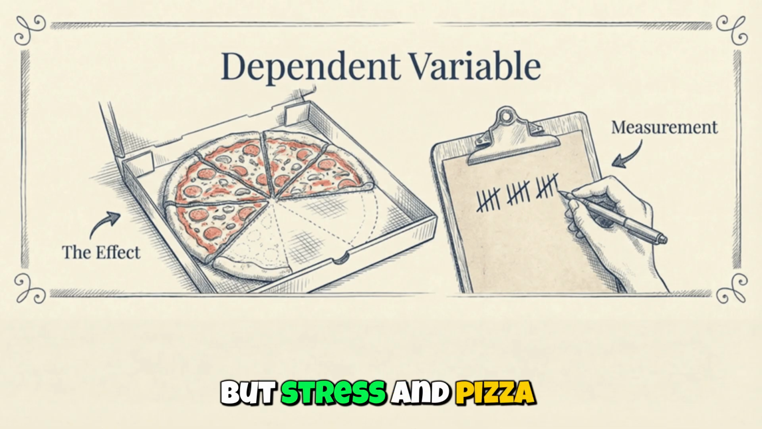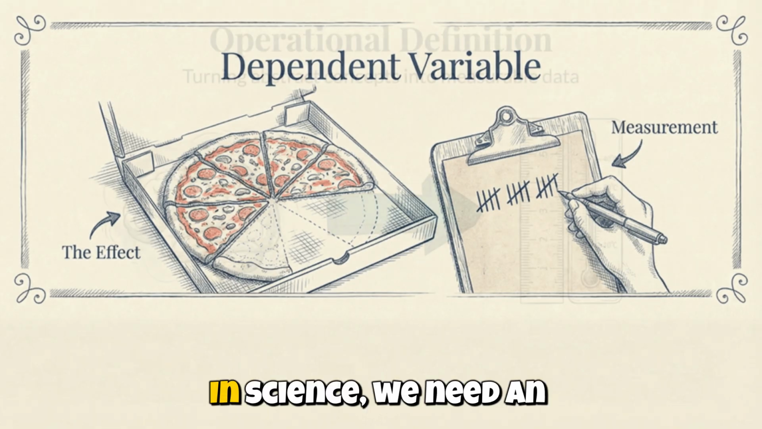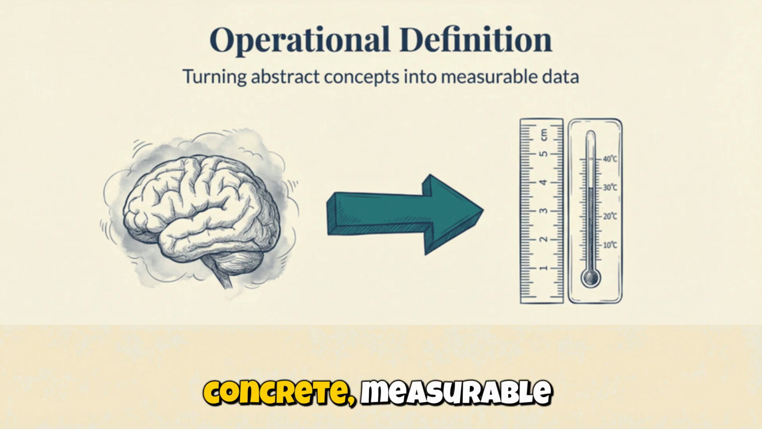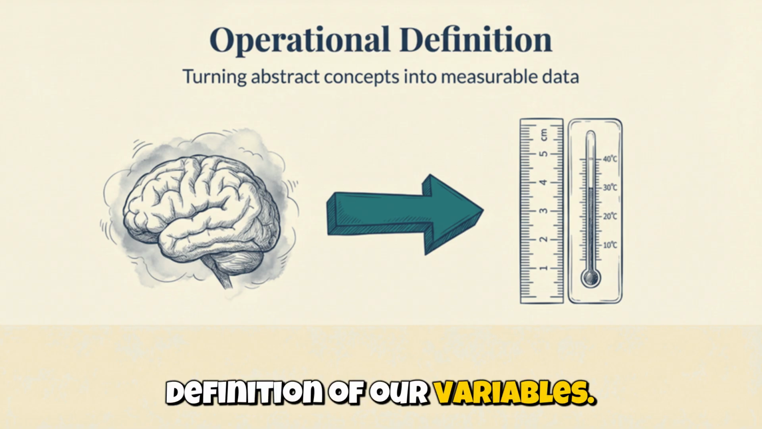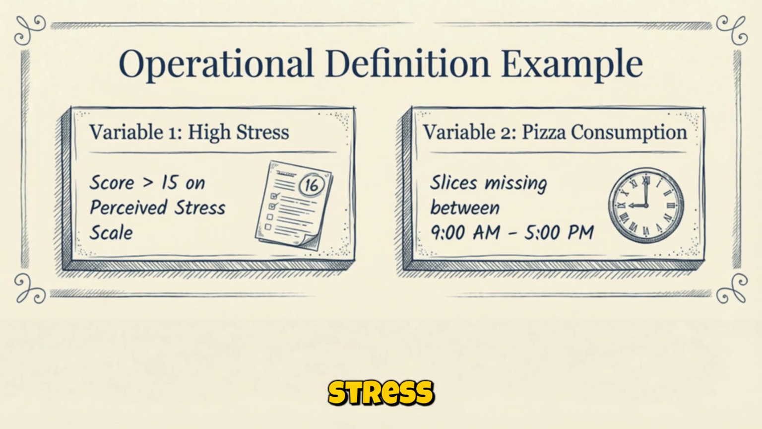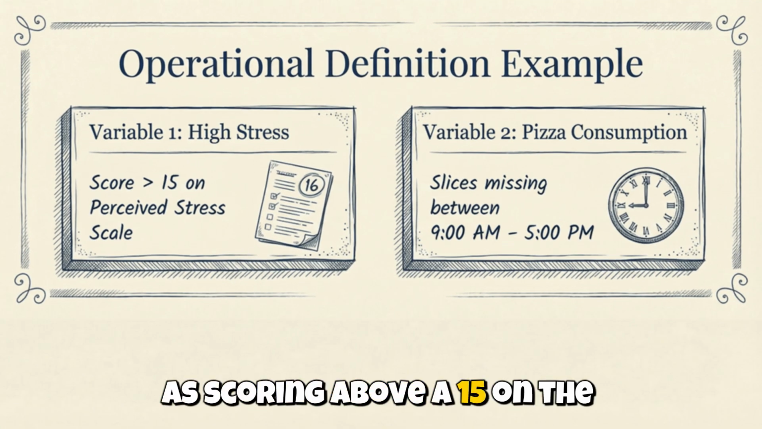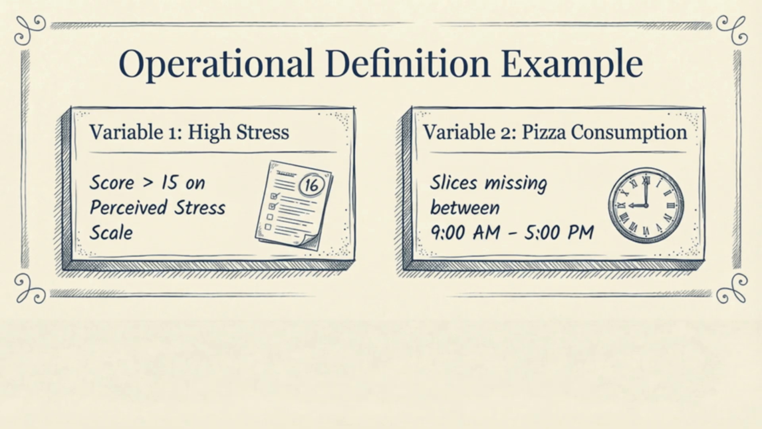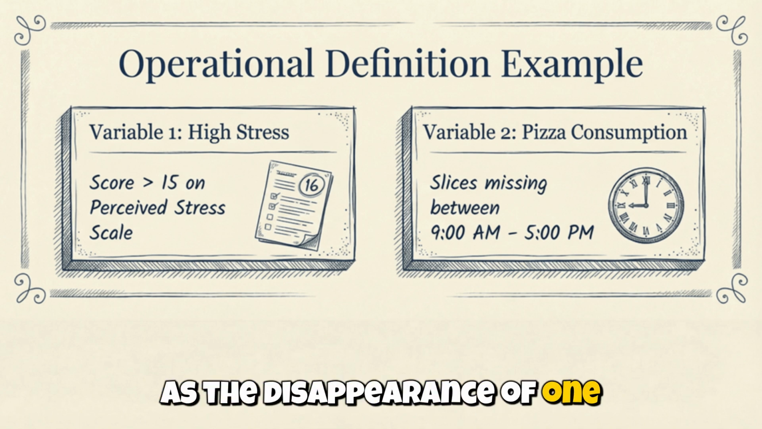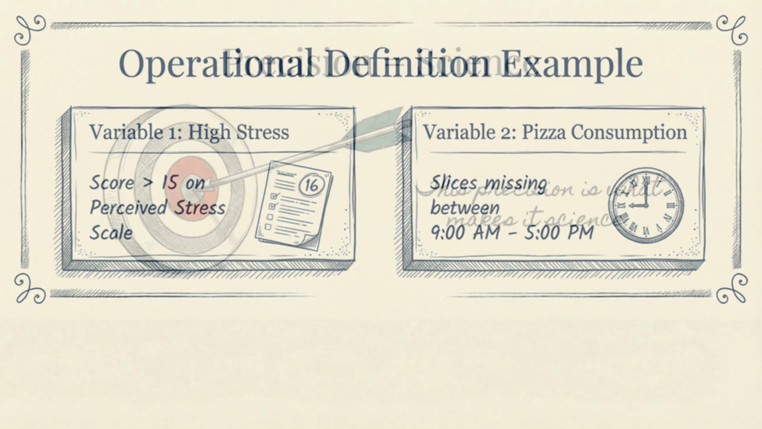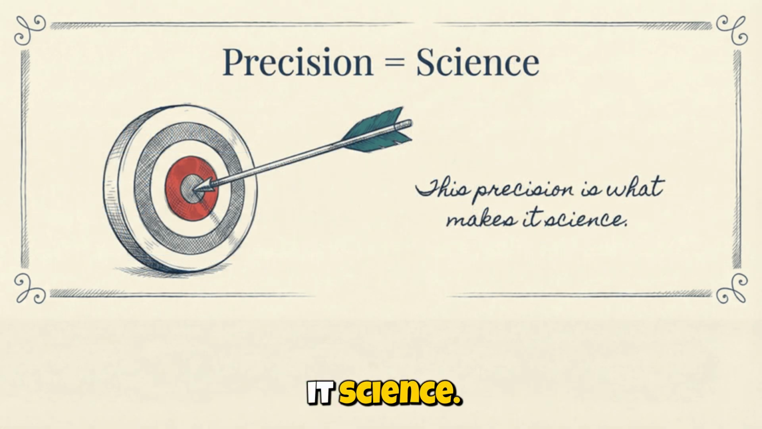But stress and pizza consumption are vague. In science, we need an operational definition, which is a clear, concrete, measurable definition of our variables. For example, we could operationally define high stress as scoring above a 15 on the perceived stress scale on the day of the experiment. And we could define pizza consumption as the disappearance of one or more slices from the box between 9 a.m. and 5 p.m. This precision is what makes it science.